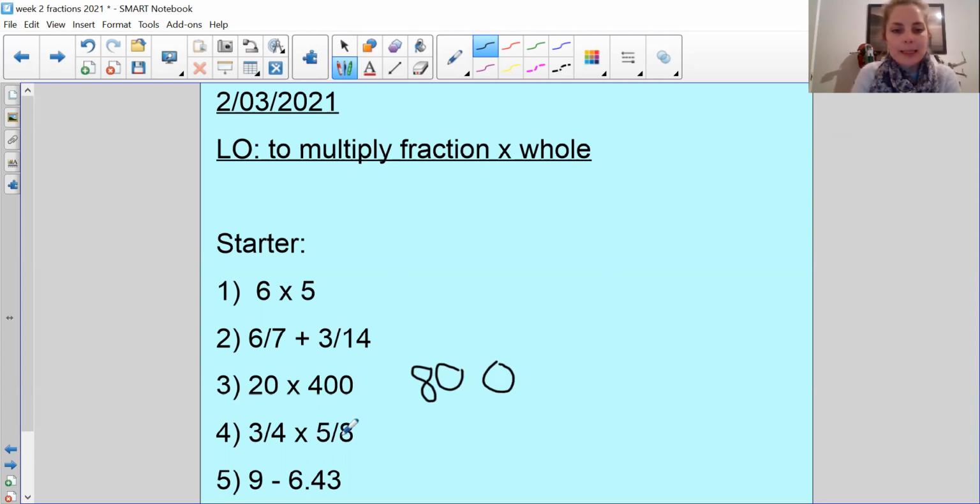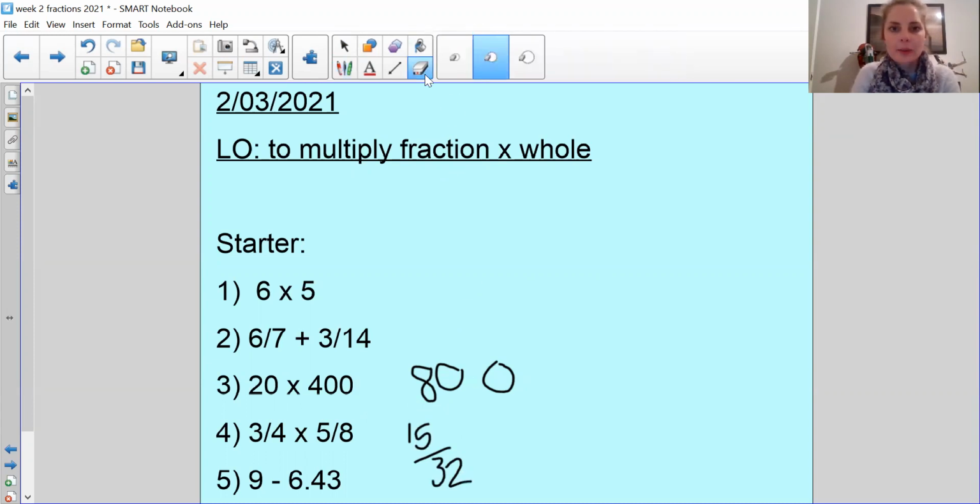Right, this is one we did yesterday where we have fraction multiplied by a fraction. So I simply times the top numbers. So 3 times 5 is 15 and 8 times 4 is 32. So 15 32s.